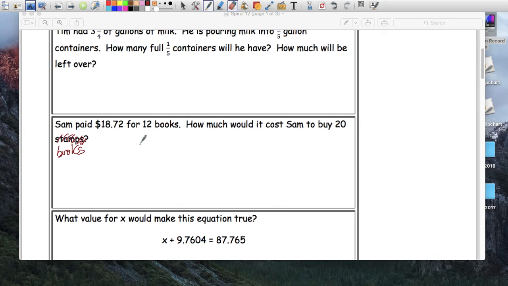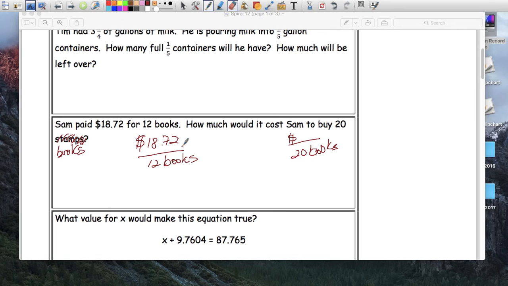Hopefully you guys caught that. So 18.72 over 12 books. And we want to know how many 20 books cost. Now I'm going to write it over here. And we need to find how much. So, is there a relationship between 12 and 20? Nope. How about 12 and 18.72 up and down?